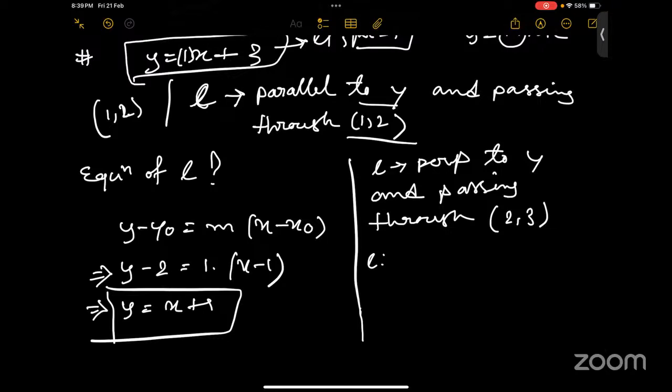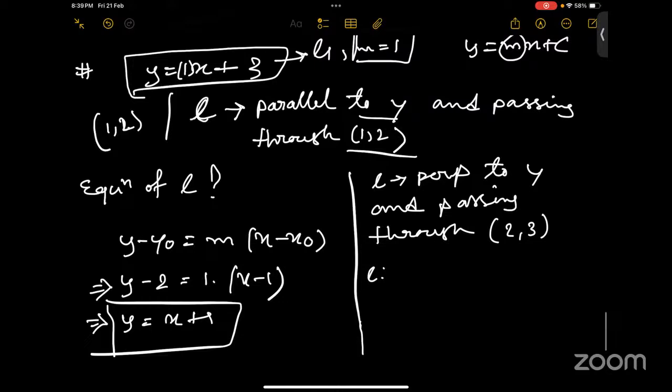From the first equation, you calculate the slope of the second equation as m1 into m2 equal to -1. Here m1 is 1, so 1 into 1, it will be -1. So the slope of the line will be -1, right? Yes. So then what will be the equation?